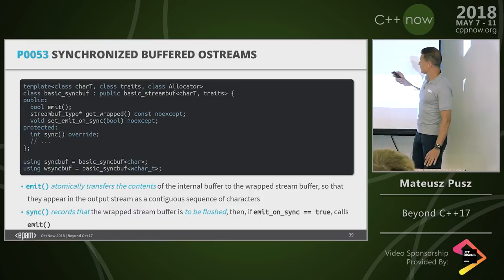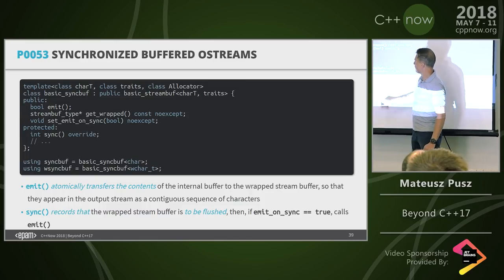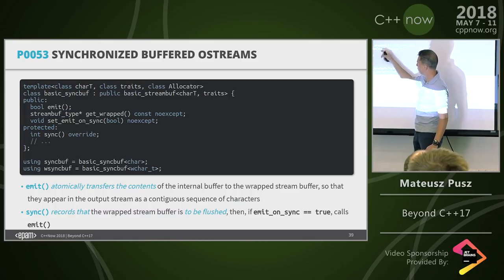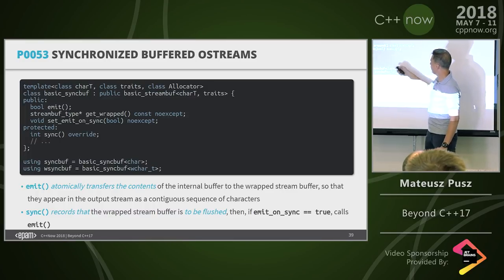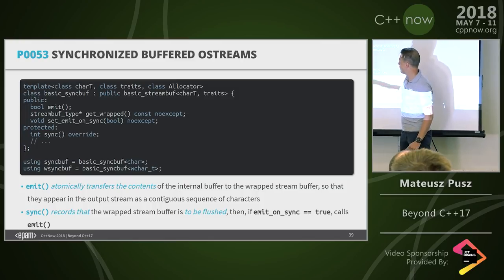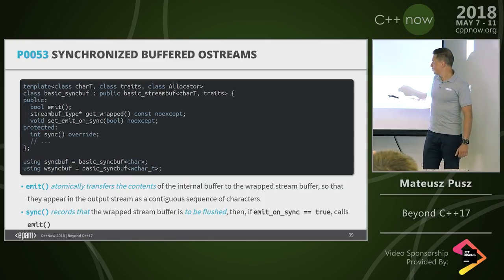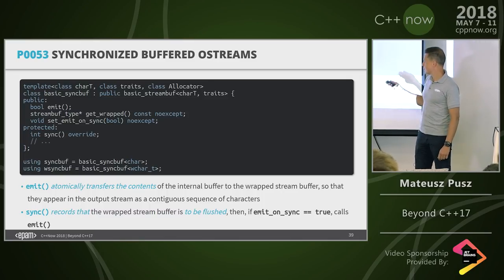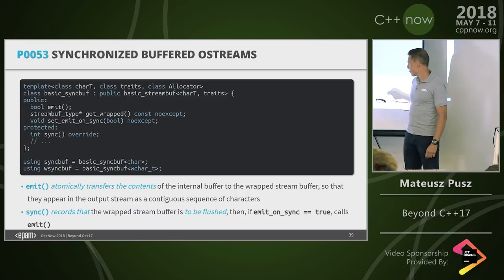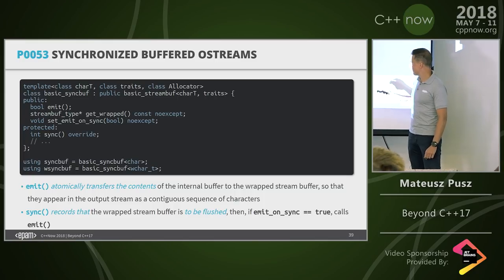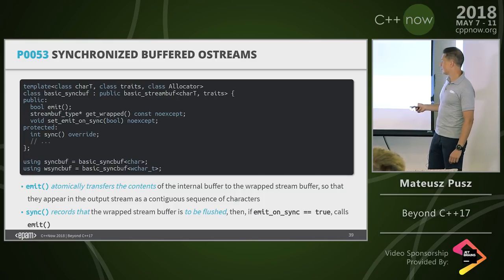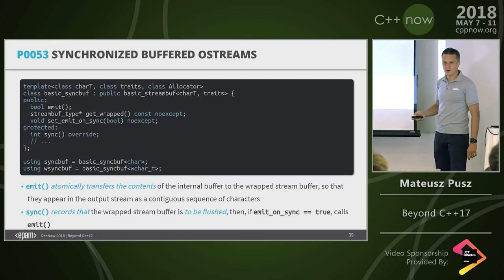How it works, it will have two classes. One is basic_syncbuf that has emit and set_emit_on_sync member functions. They're special because they are new, but not the typical special member functions. And get_wrapped basically gives you the wrapped buffer that you provided during construction. And you have, of course, two typedefs for char and wchar_t. Emit automatically transfers the contents to the buffer. And sync, a protected virtual function here, will record that there was a flush, so basically it handles a flush statement in the stream.